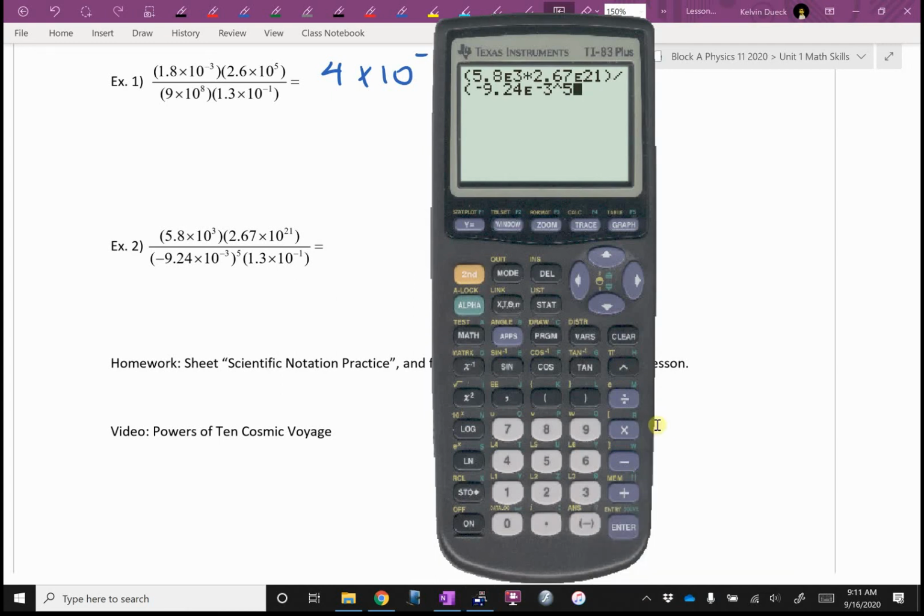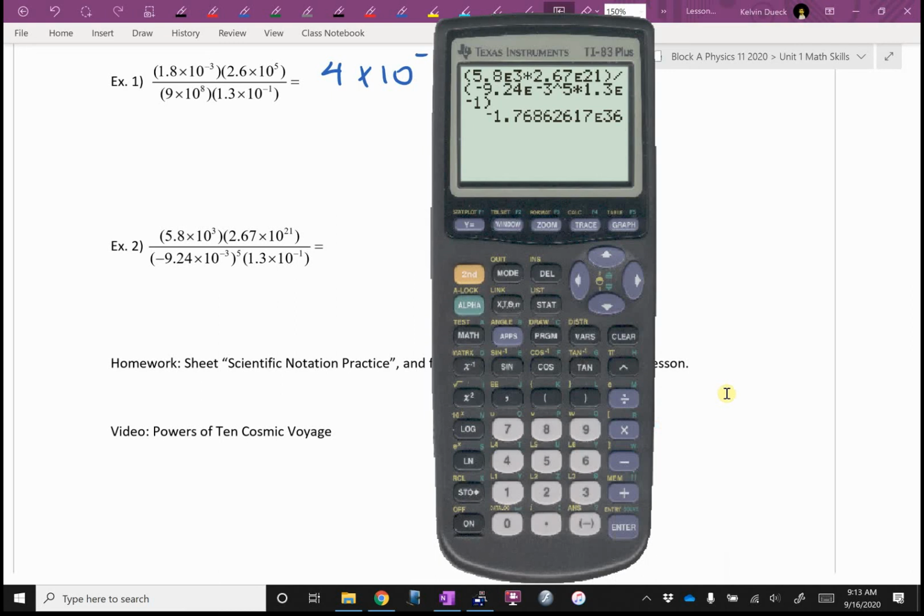Keep going. And then times 1.3, scientific notation, negative 1, close off the bottom. You should get -1.7686. If you didn't, don't clear your calculator. Just raise your hand and I'll point out the very subtle typo. Did you get that? Okay, good.